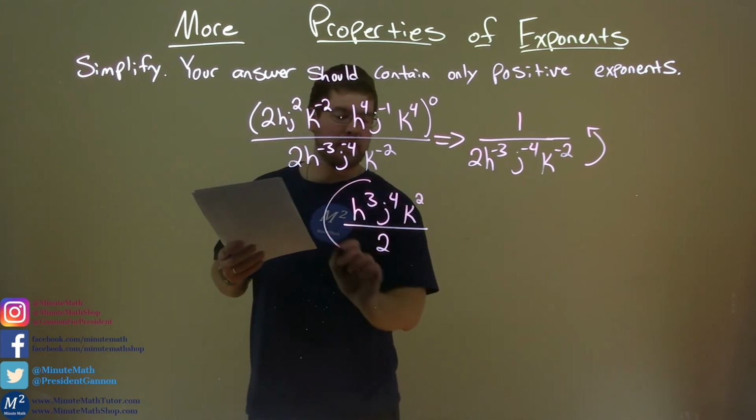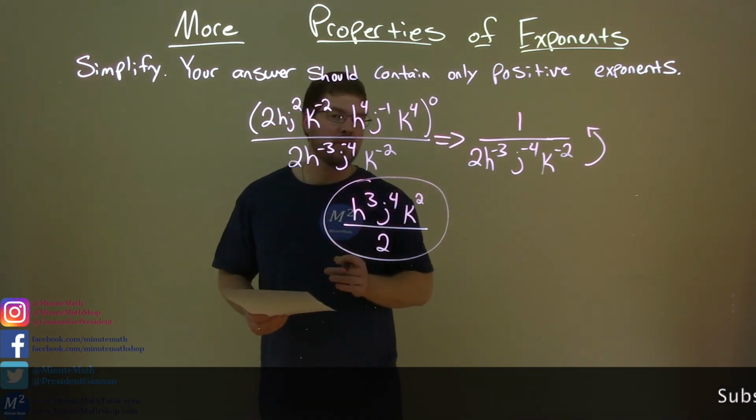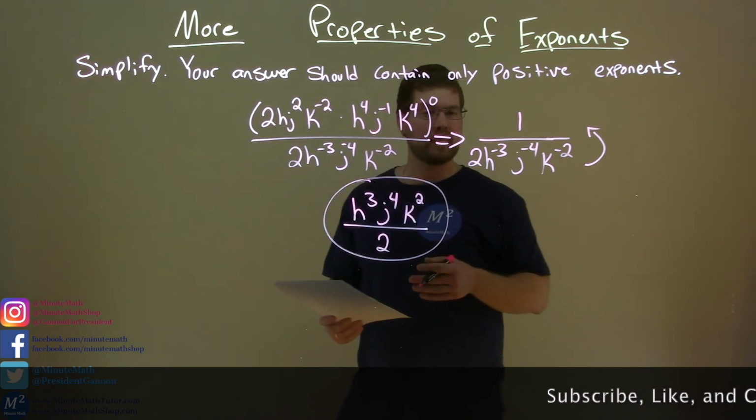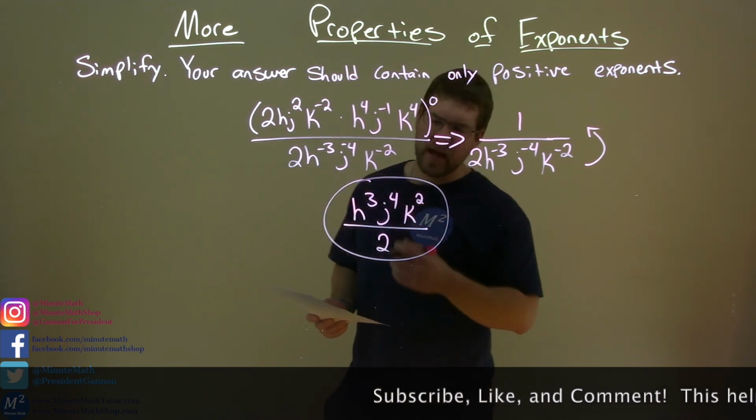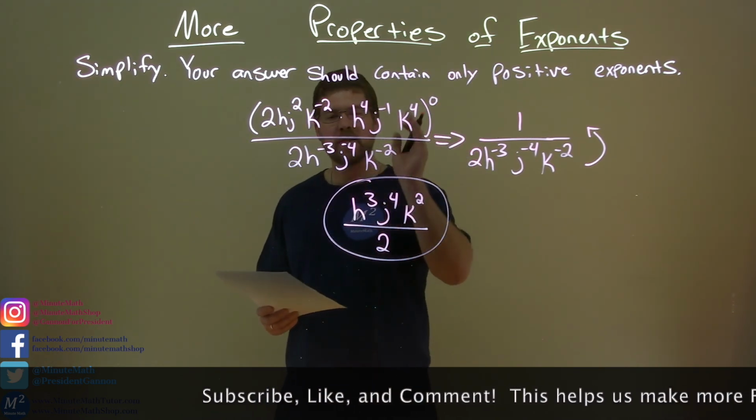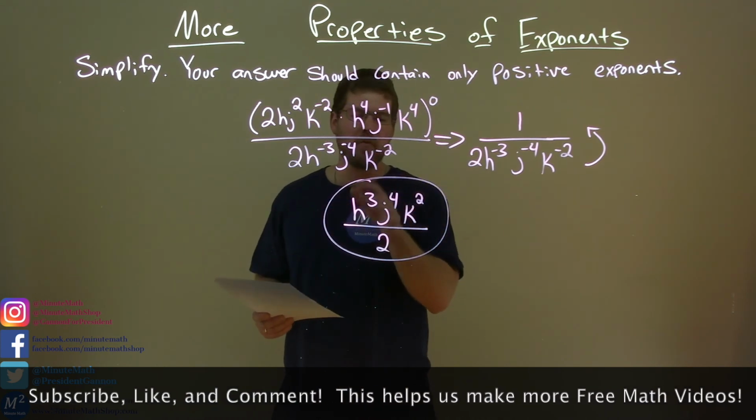And now we're done. Had you fooled for a moment, you thought that this was going to be a hard problem. You were scared, but now we're done. So our final answer, h to the 3rd, j to the 4th, k to the 2nd power, all over 2.